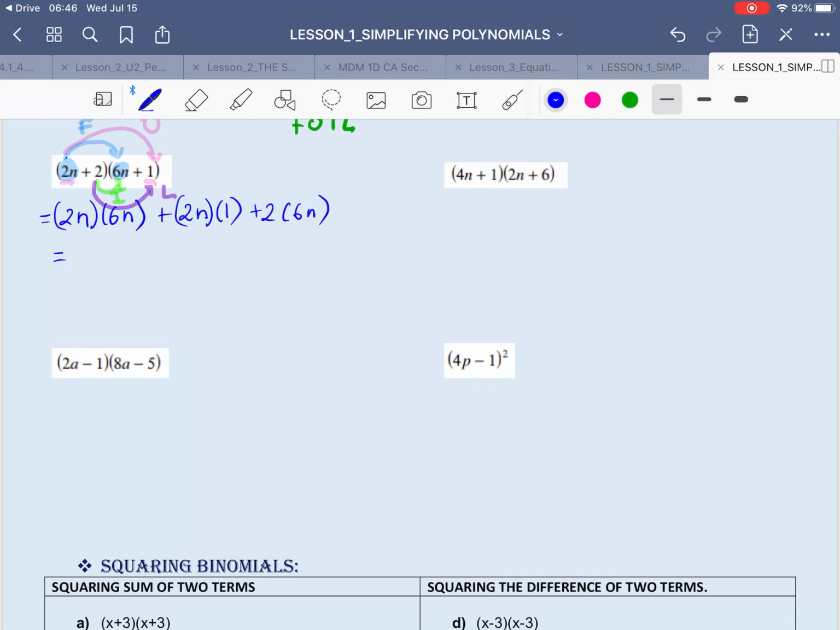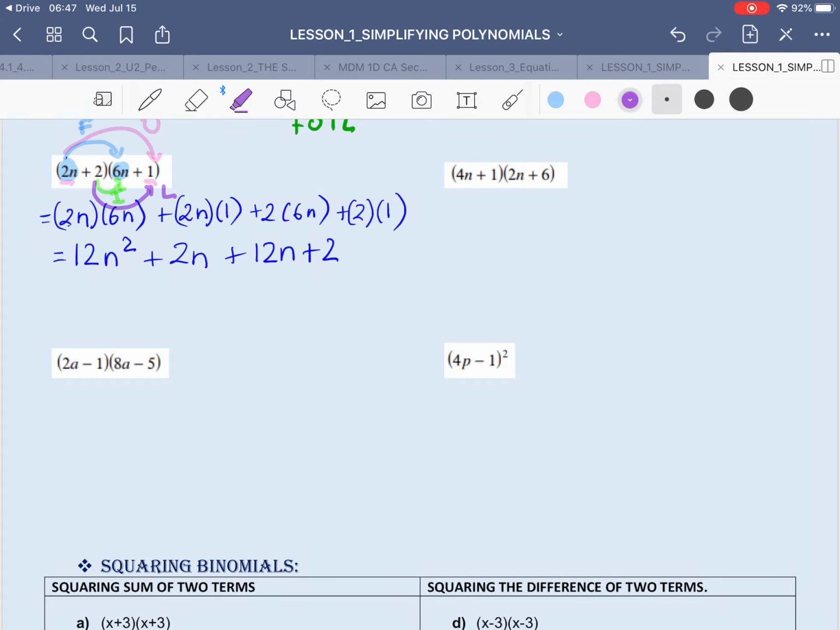So that means we're multiplying 2 by 1. I know this seems long now, but it will be a shorter process when you just get used to it and practice it well enough and long enough. So that would be 2 times 6, 12, n times n, n squared. So we'll say 12n squared plus 2n times 1, 2n, 2 times 6n, 12n, 2 times 1, 2.